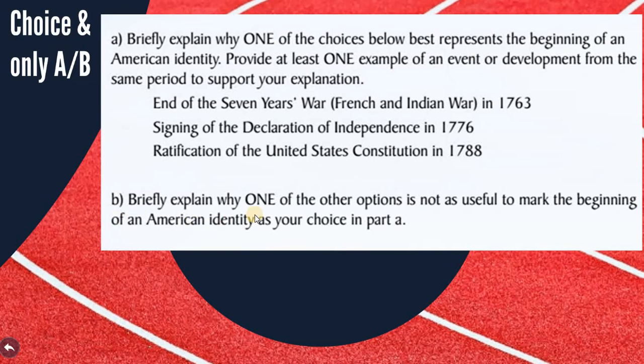B, you need to explain why one of the other choices was not as useful. So the ratification of the Constitution is not as useful because blah, blah, blah. So you need to explain why. Here you can see an example of choice and then also just two responses. But notice there are two parts in A.